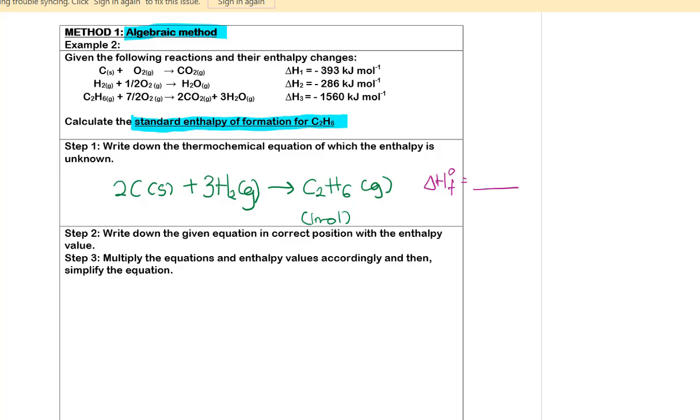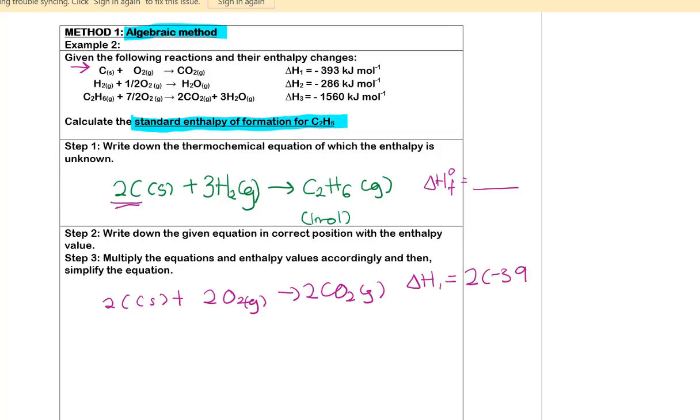So, berdasarkan target equation, benda pertama kita nak 2 mole of carbon. So, kita cari carbon. Okay, so carbon ada dekat sini. Tapi kat sini 1 mole, kat sini 2 mole. So, the whole equation kita darabkan dengan 2. So, enthalpy tu pun akan darab dengan 2. So, enthalpy change dia pun kita akan darab dengan 2 lah. Okay, so ni kita dah gunakan. Okay, next kita nak 3 mole of hydrogen gas.